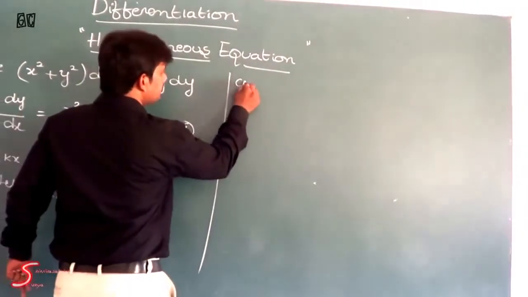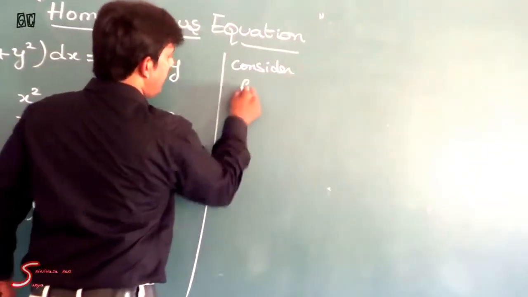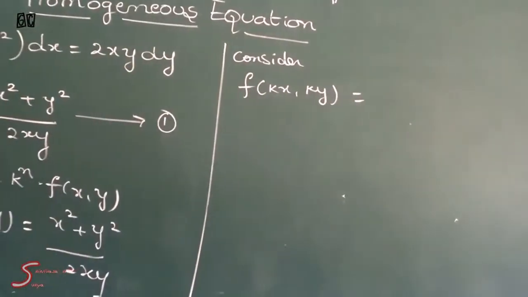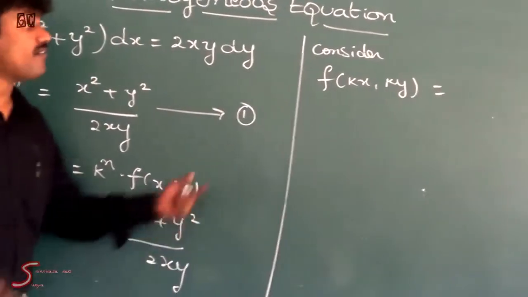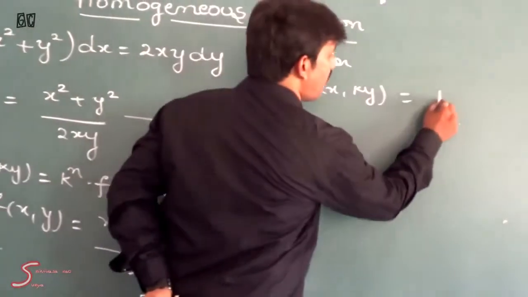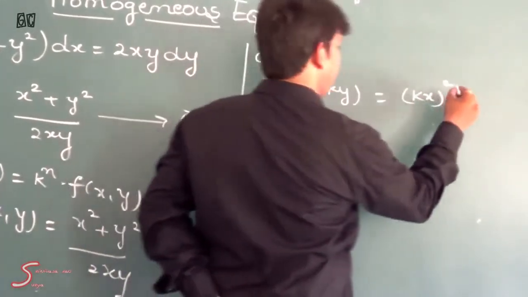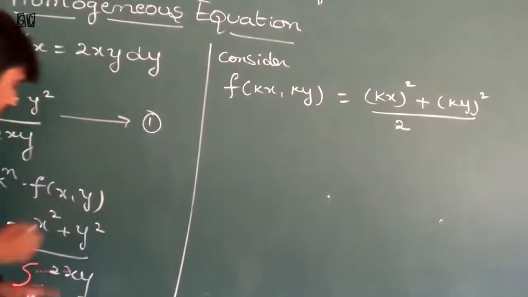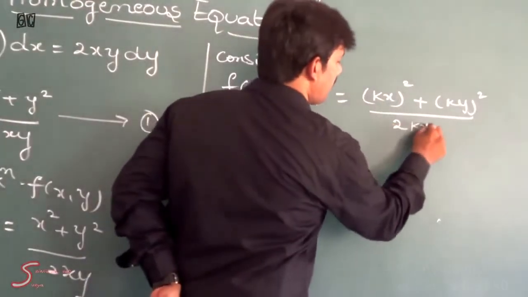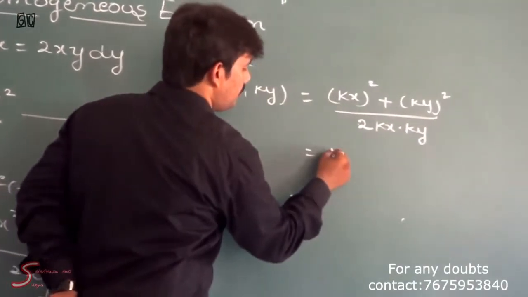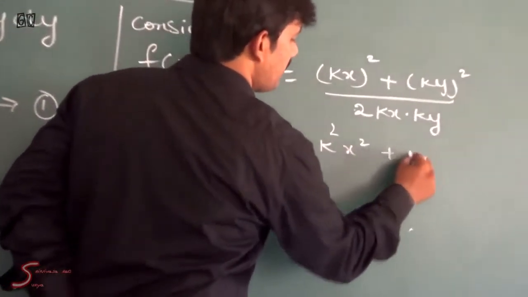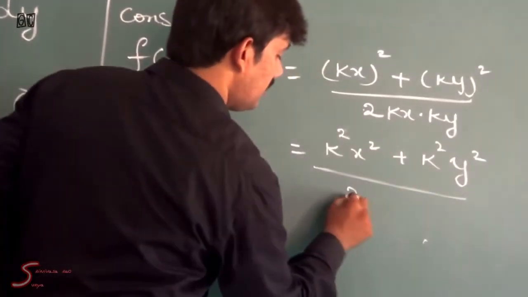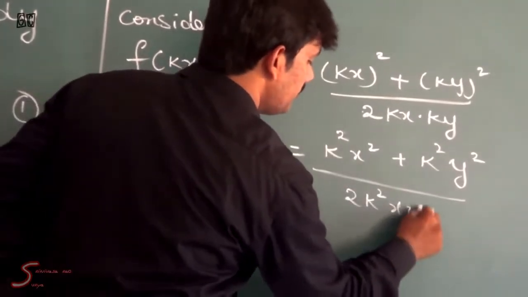Now let us consider f of kx comma ky. We know f of x comma y is (x square plus y square) by 2xy. Then f of kx comma ky is (kx) whole square plus (ky) whole square by 2 into kx into ky, that equals k square x square plus k square y square by 2k square into xy.